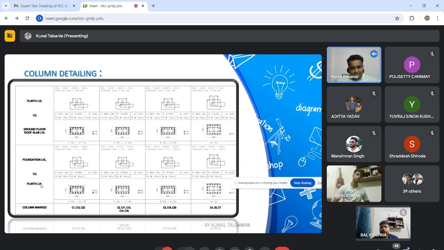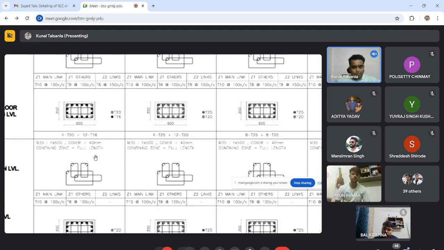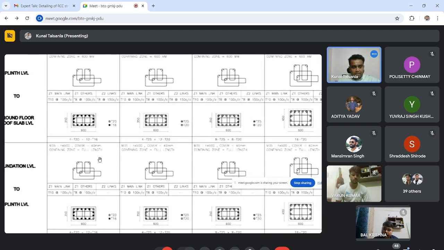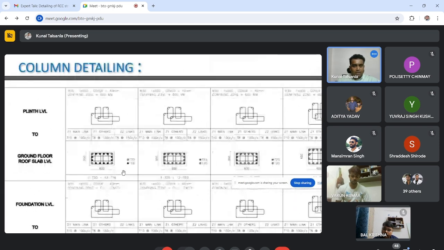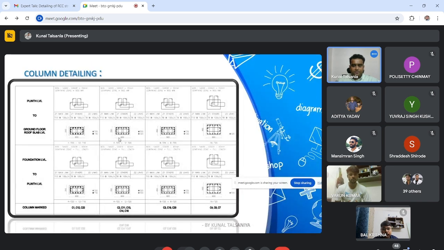See, from foundation to plinth level, you have to provide full confinement till plinth level. So confining zone is full length. From plinth to ground floor roof slab, you have three criteria. So larger dimension of column, another is 450 mm, and third one is h by 4. Okay, so out of that, the maximum criteria you have to mention as this length. Okay, so this is the confinement ring, this is non-confinement ring.